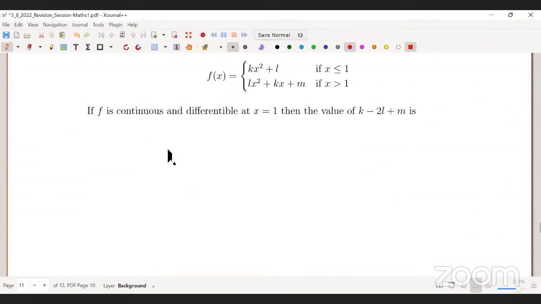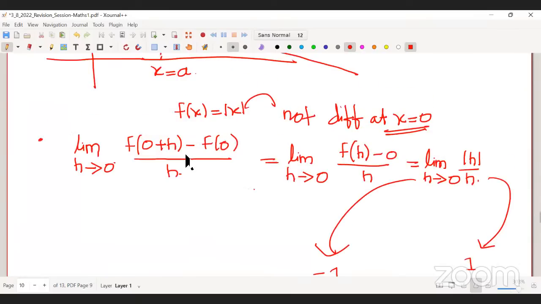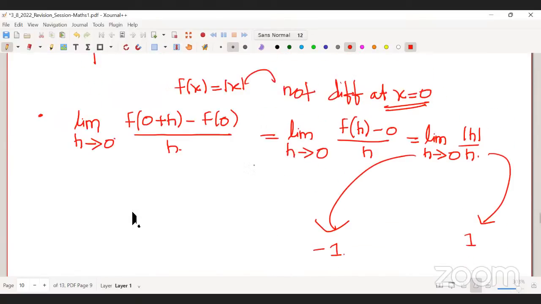Sir, for that mod x, when we are checking the differentiability at x equal to 0, you said that one of the limits will be +1 and the other limit will be -1. But sir, at x equal to 0, if we check the limit, both plus x and minus x will approach 0 only, right? If you check in that sense. You check. We have done it n number of times. You try to find the limit of this function. We have done this kind of problem.